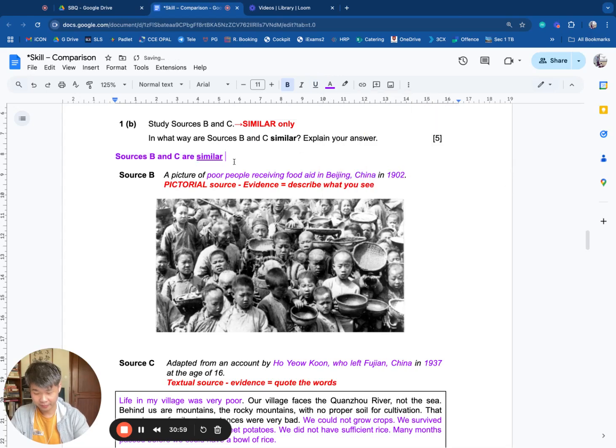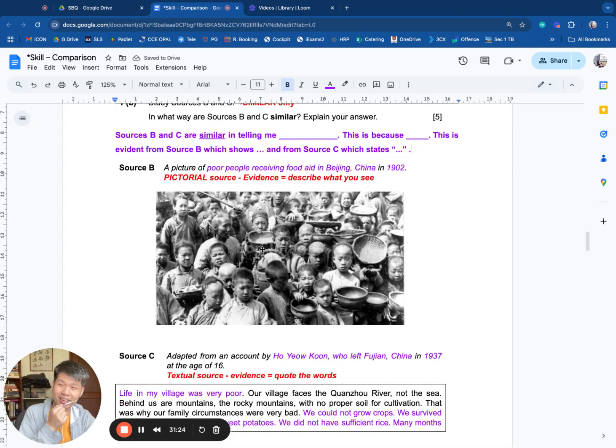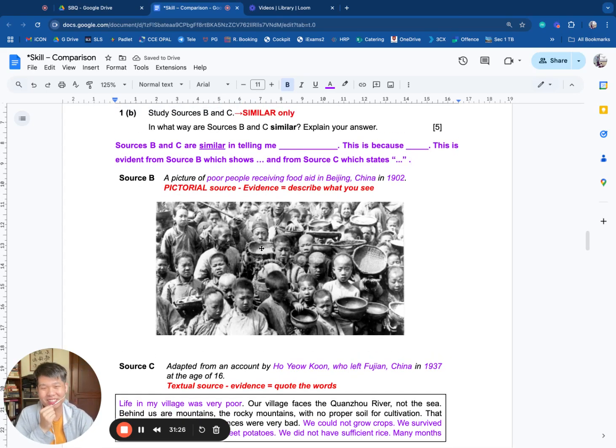Similar in telling me what? Pause and try. Sources B and C are telling me this is because this is evident from source B, which shows, and from source C, which states. Okay, Sec 1 students, please pause the video and try this question. Pause and try on your own.